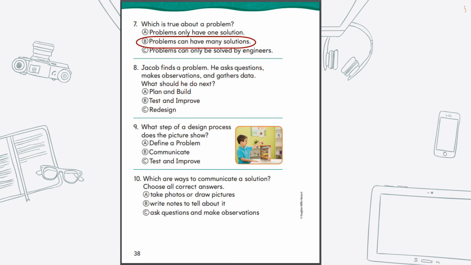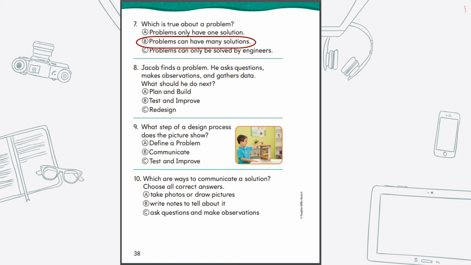Let's look at question 8. Jacob finds a problem. He asks questions, makes observations, and gathers data. What should he do next? A, plan and build. B, test and improve. Or C, redesign. Now all the options that are given in the question are related to step 1 of the design process, which is to define a problem.